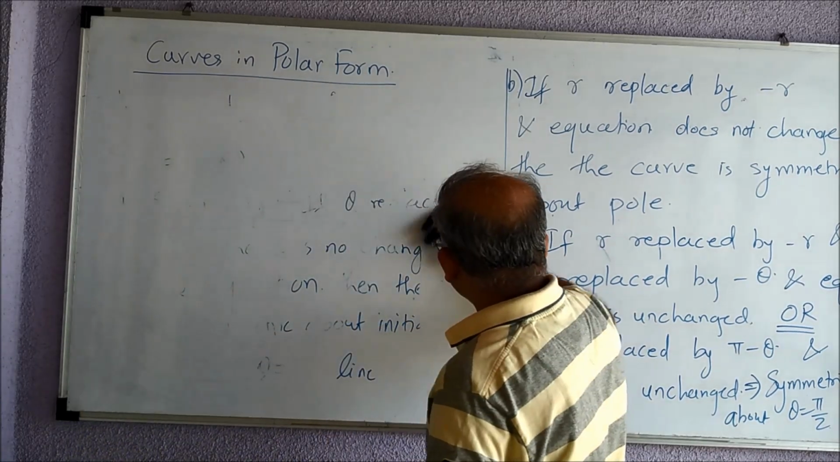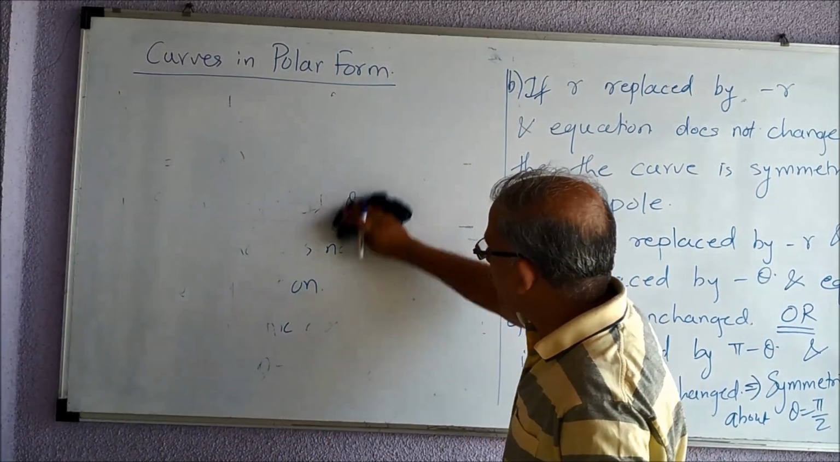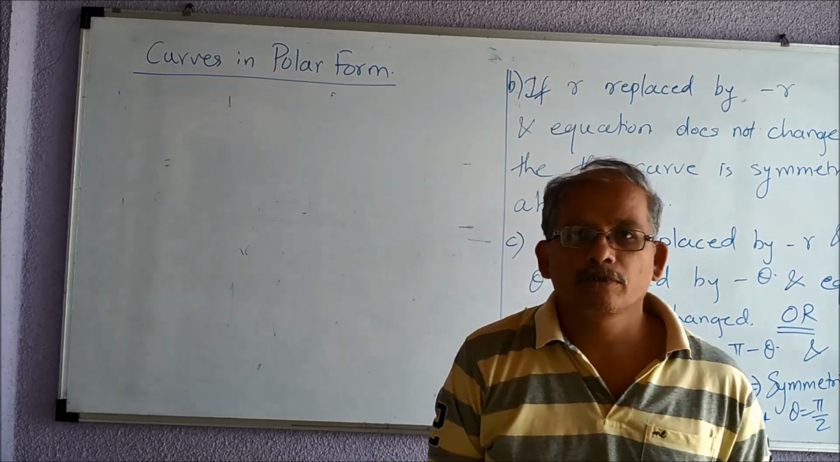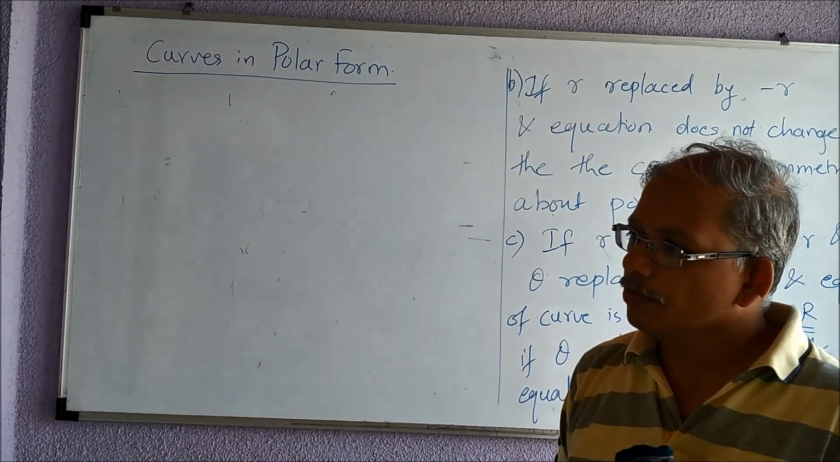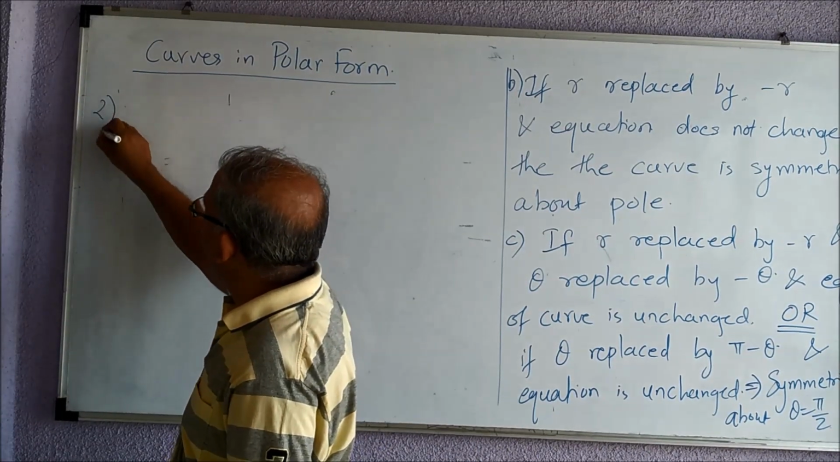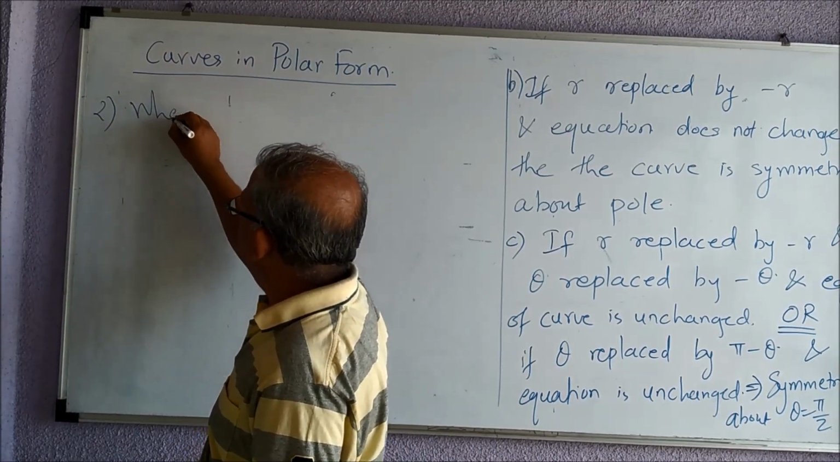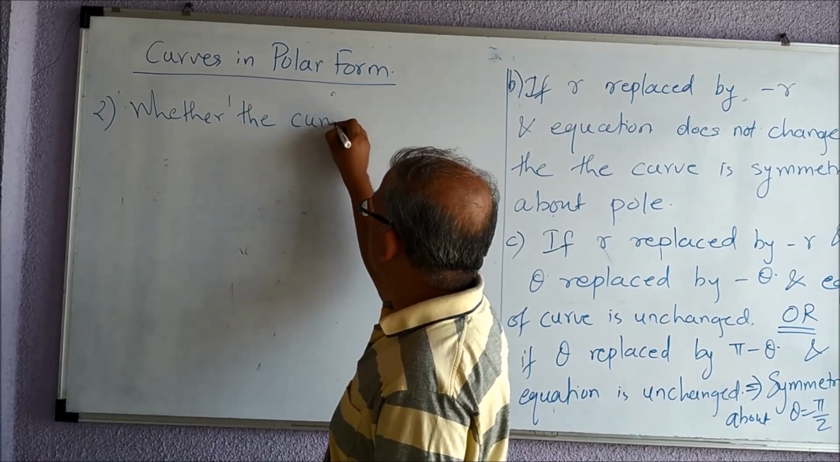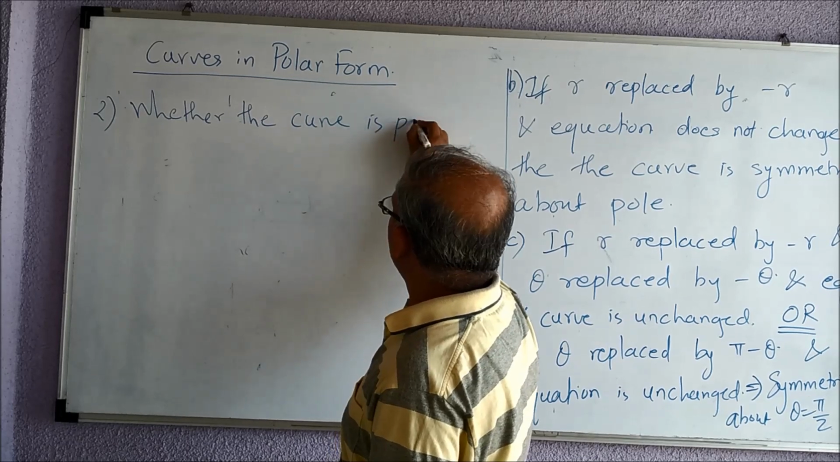Now we will proceed as we do in the tracing of curves in Cartesian form. We will see whether the curve is passing through the pole. So the second point: check whether the curve is passing through the pole.